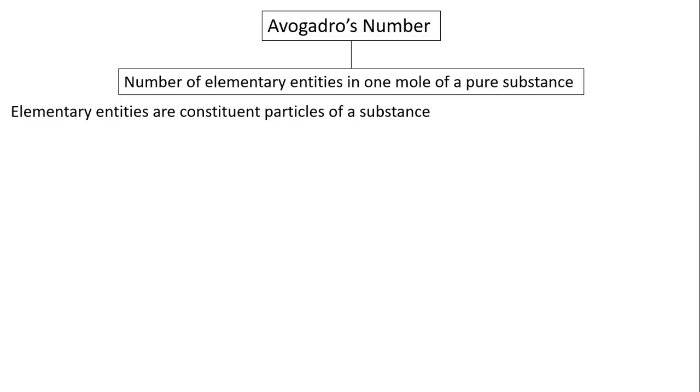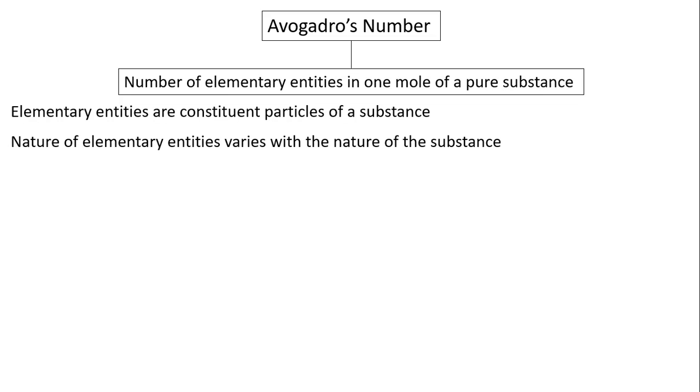For example, the elementary entity of carbon, or I can say diamond, will be carbon atoms, and the elementary entity for water that we see in bulk will be the water molecules, the H2O molecules. And now let's take some other examples of the elementary entities, and then we will see how the nature of the elementary entities varies with the nature of the substance.